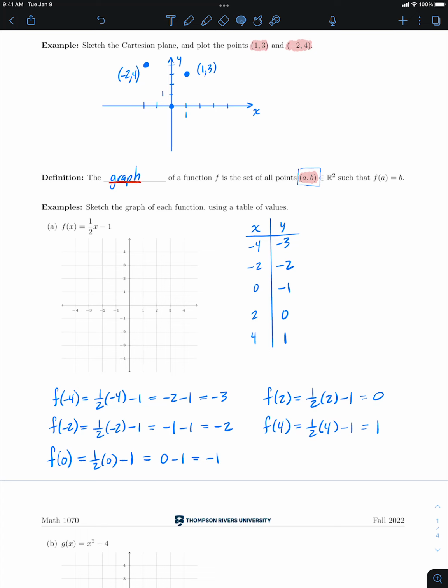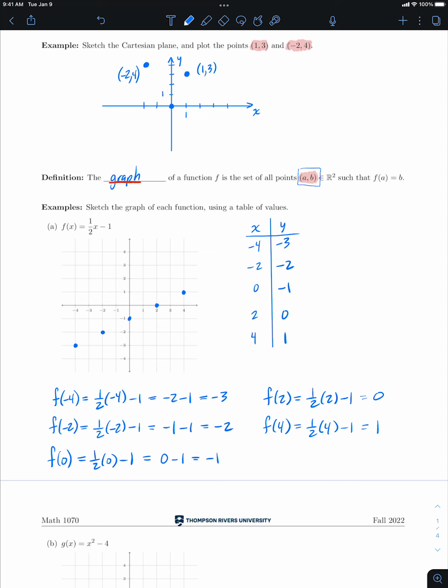Okay, so now the idea is you treat these as the x and y coordinates of a particular point. You put those coordinates together into a point and then plot it. So let's plot the point (-4, -3), just like we plotted points on the previous example. Since the example supplied us with a graph here, that's going to make things a little easier. So negative 4 is here, negative 3 is here. So we're going to plot the point down here. And then (-2, -2). That's going to give us this point here. (0, -1), okay, (2, 0), and then (4, 1).